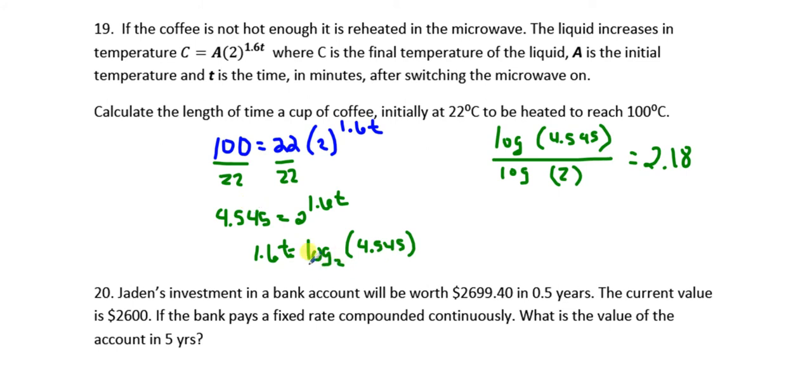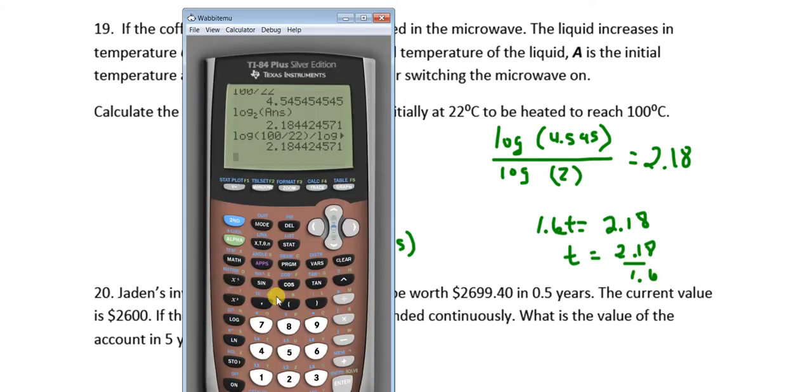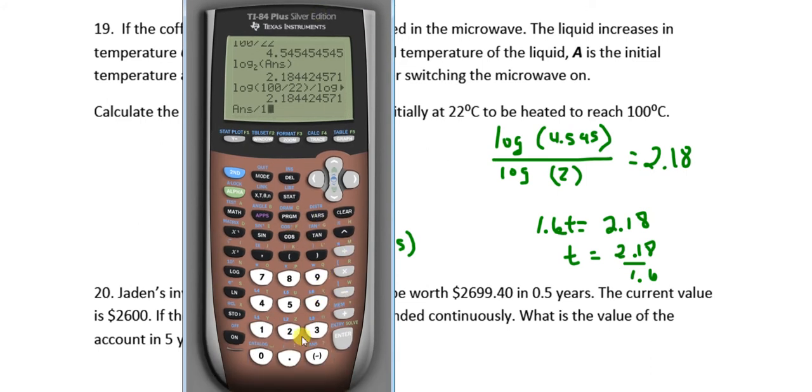Now that's this right here. So I got 2.18 equals 1.6 t. So to make things a little bit trickier, I got t equals 2.18 divided by 1.6. So I divide that by 1.6. 1.365.